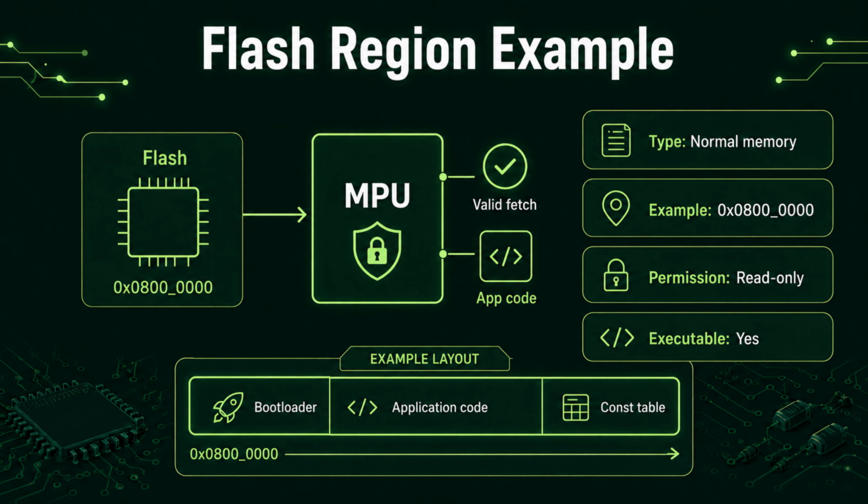Some systems divide flash into multiple MPU regions. For example, the bootloader may be privileged only, while application code is accessible to unprivileged tasks. A firmware update region may temporarily allow programming while the rest of the flash remains protected. The important rule is that executable code should be located only in specifically authorized executable regions.